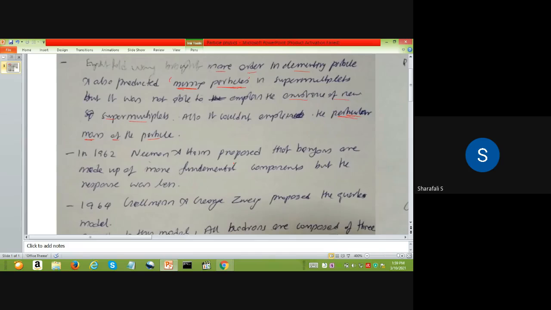Okay. Then in 1962, Ne'eman and Heim proposed that the baryons are made up of more fundamental components, but at that time the response from the scientific community was not good because it was just a proposal and there was not much evidence associated with it. They proposed that the baryons are made up of much more fundamental small particles, but it was not that successful and didn't get much response from the scientific society.